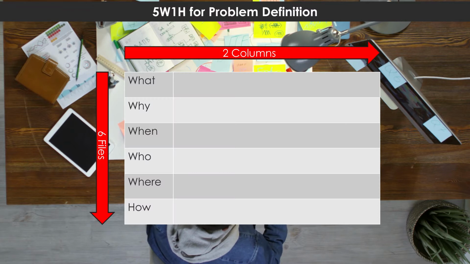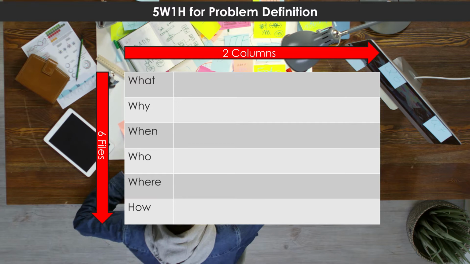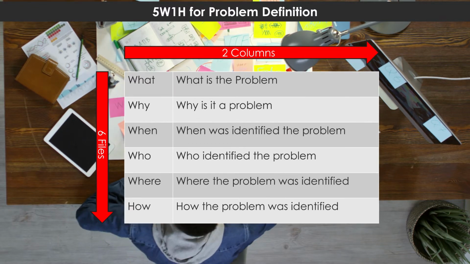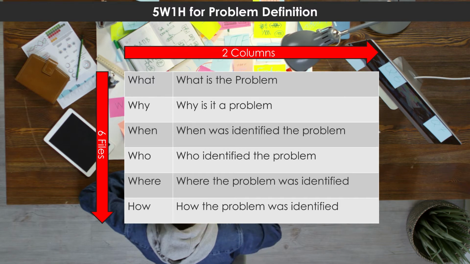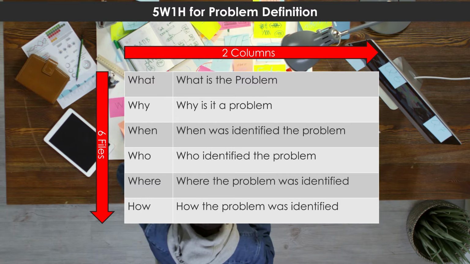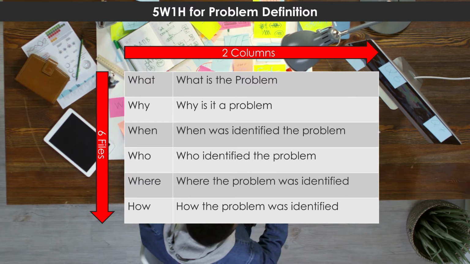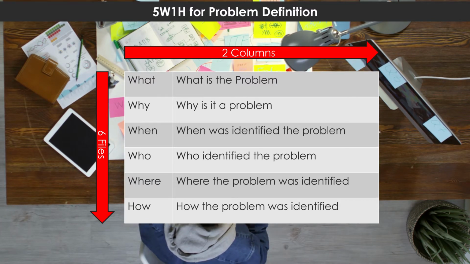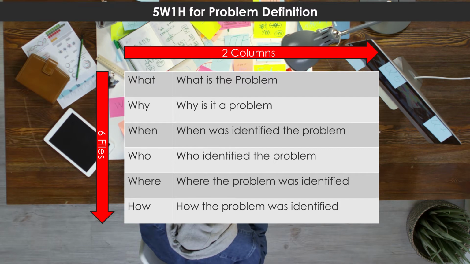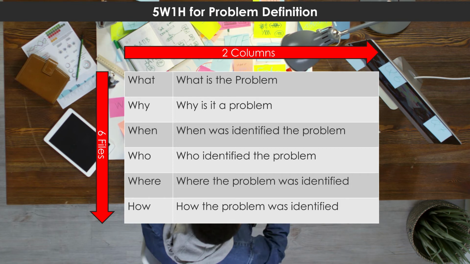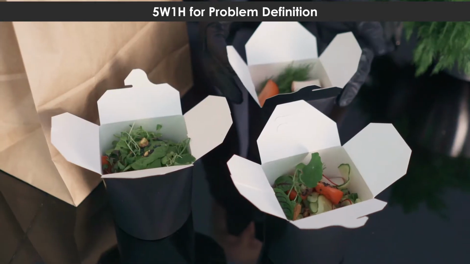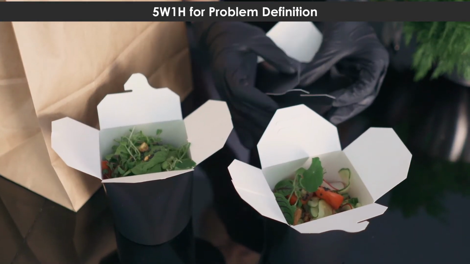5W1H tool for problem definition. For problem definition, you can use a 2x5 table. In the first column, specify each letter of the 5W1H, and in the second column, describe each element of the 5W1H. What exactly is the problem? Why is this a problem? When was the problem identified? Who identified the problem? Where did he, she, they identify the problem? And how did they identify the problem? One additional suggestion for problem description is to add a picture.